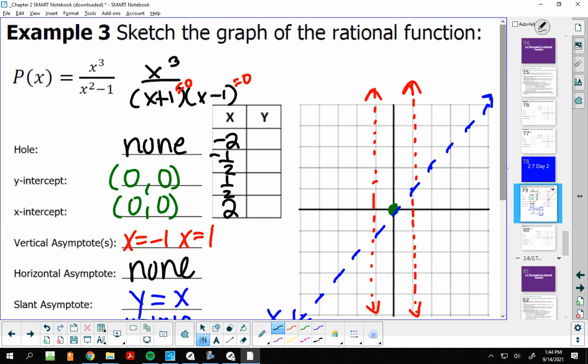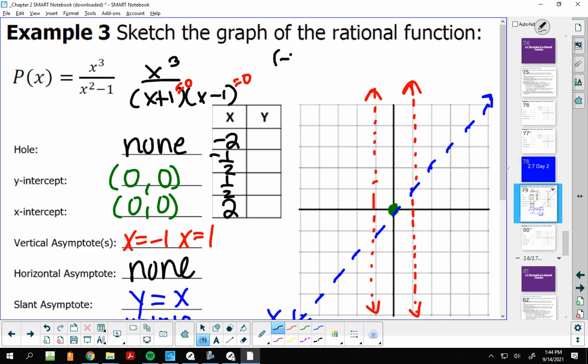Okay, where do you plug it in? It's really up to you. You could plug it into the original one or the simplified one. In this case, I actually think the original function might be easier, but that's really up to you. Usually the simplified one is easier. But I'm going to plug these numbers into the original.